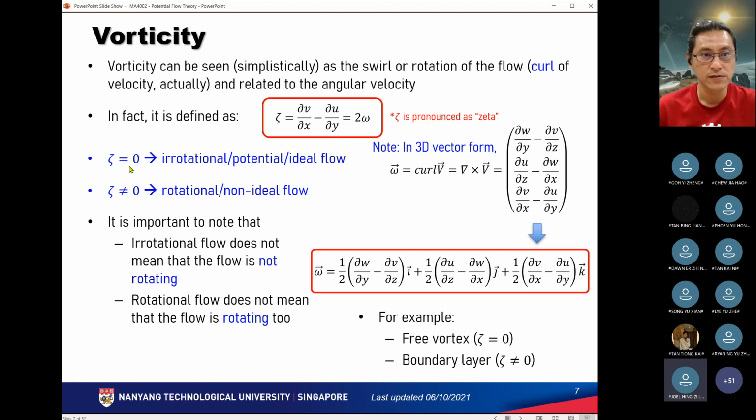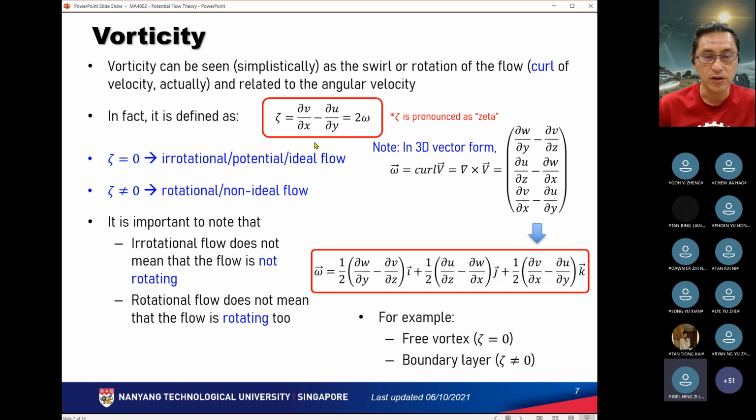If zeta equals 0, for that particular control area, control volume, that means the flow is known as an irrotational flow or potential flow or ideal flow. They all mean the same thing. Now, if zeta is not equal to 0, that means the flow is rotational or is a non-ideal flow. So if it's an irrotational flow, the fluid does not suffer a net deformation. If it's a rotational flow, the fluid suffers non-zero net deformation.